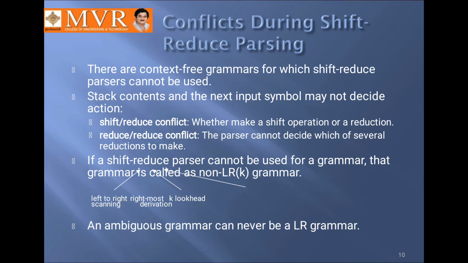If a shift-reduce parser cannot be used for a grammar, that grammar is called a non-LR(k) grammar, where LR stands for left-to-right scanning, rightmost derivation, and k lookahead. An ambiguous grammar can never be an LR grammar.